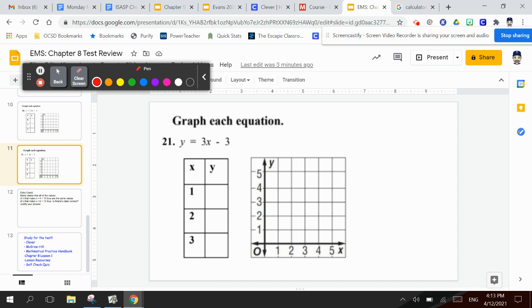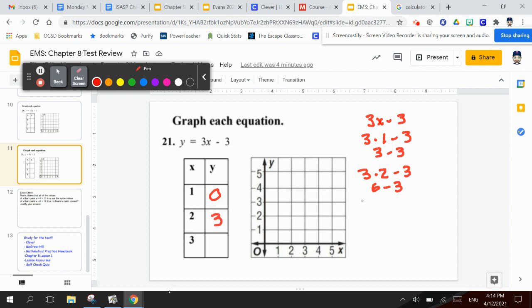Number 21. Y equals 3x minus 3. So 3x minus 3, that tells me I'm going to multiply 3 times whatever x is. So if x is 1, I have 3 times 1 minus 3. Well, 3 times 1 is 3. 3 minus 3 is 0. So I try the next one. 3 times 2 minus 3. 3 times 2 is 6. 6 minus 3 is 3.